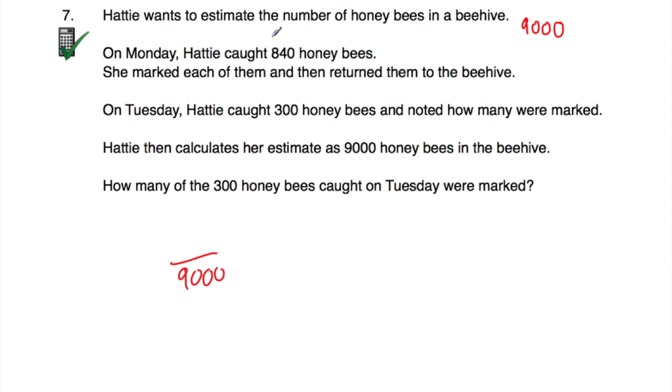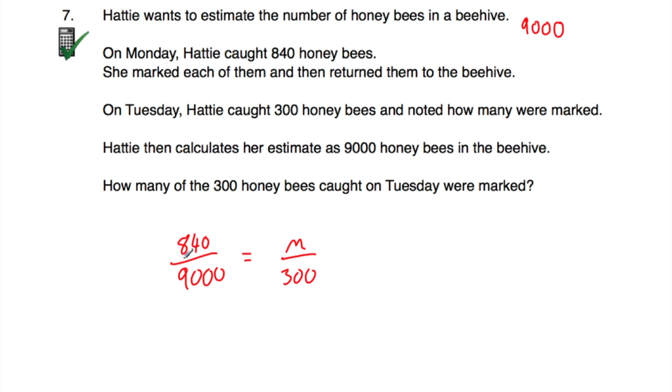And on her first visit, she tagged 840 of them. So on her first visit, 840 of the 9,000 honeybees were marked. And on her second visit, she caught 300 of them. And out of those 300, so many were marked. So let's work out how many of those 300 on the second visit on Tuesday were marked.